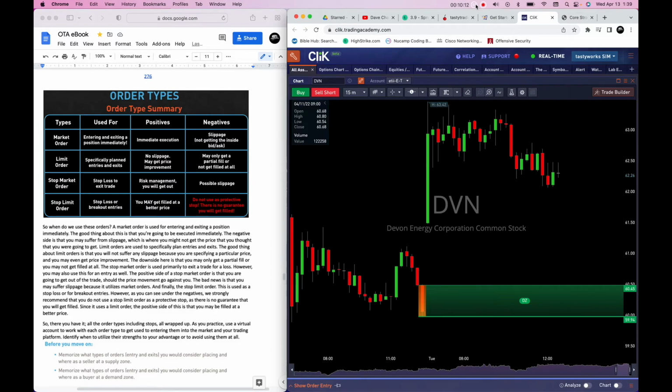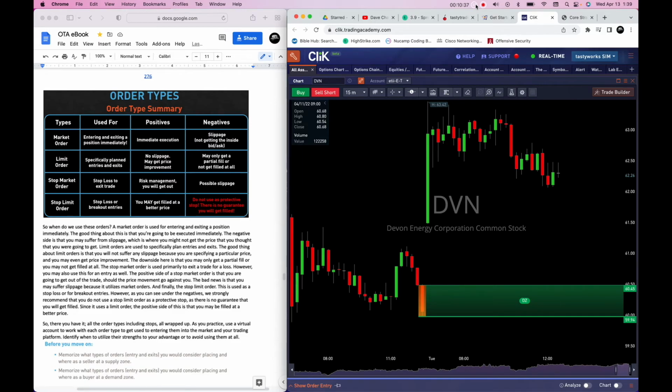The stop market order is used primarily to exit a trade for a loss. However, you may also use this for an entry as well. The positive side of a stop market order is that you are going to get out of the trade should the price movement go against you. The bad news is that you may suffer slippage because it utilizes market orders.